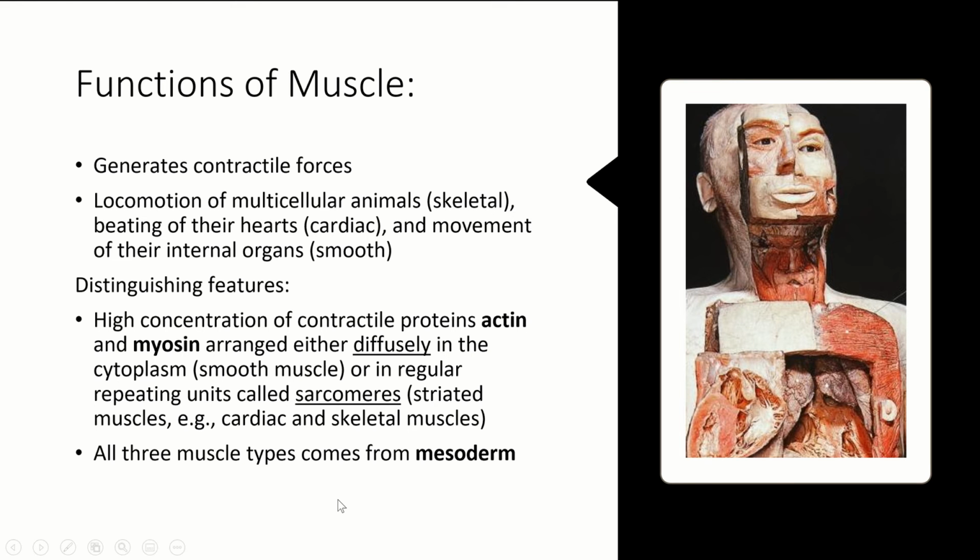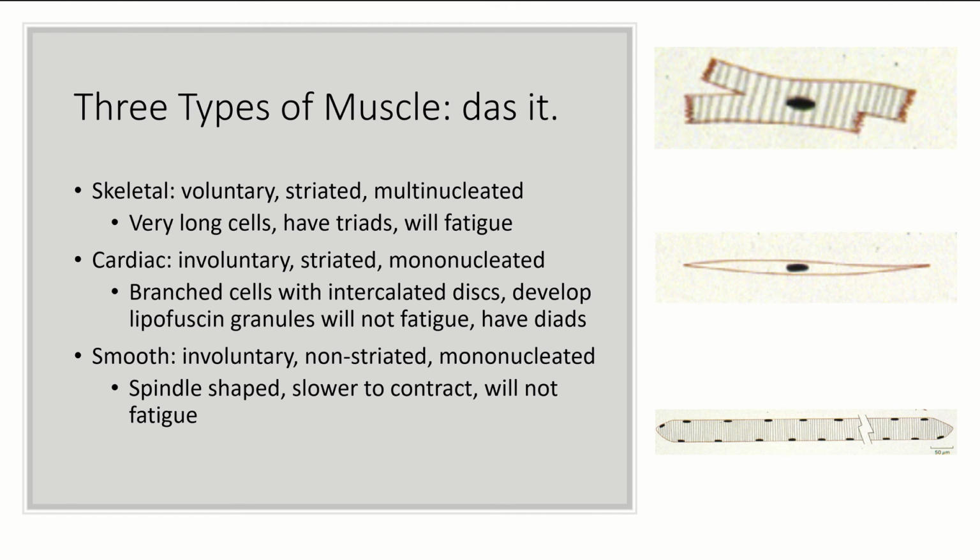All three types of muscle will come from the mesoderm. Remember when we were learning about the origins of tissues, we had the endoderm, mesoderm, and ectoderm. All three types of muscles are going to come from the mesoderm layer. So when we are learning about muscle, there are three different main types of muscle, and we are going to learn about them.